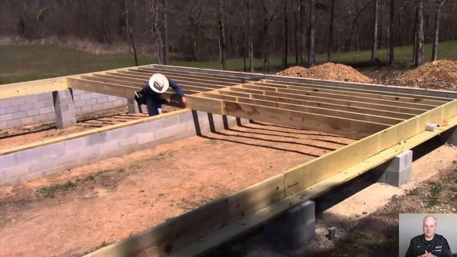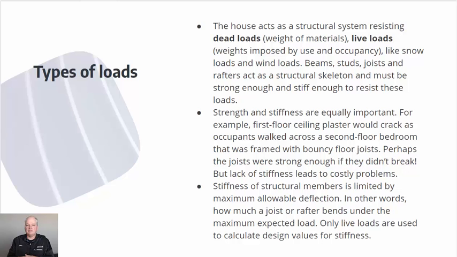This presentation will focus on how simple beams like joists and rafters react to different loading. As we've learned before, the house acts as a structural system that resists dead loads and live loads. Today we're going to talk about components such as beams, studs, joists, and rafters that act as a structural skeleton that must be strong enough and stiff enough to resist these loads. Strength and stiffness are equally important.